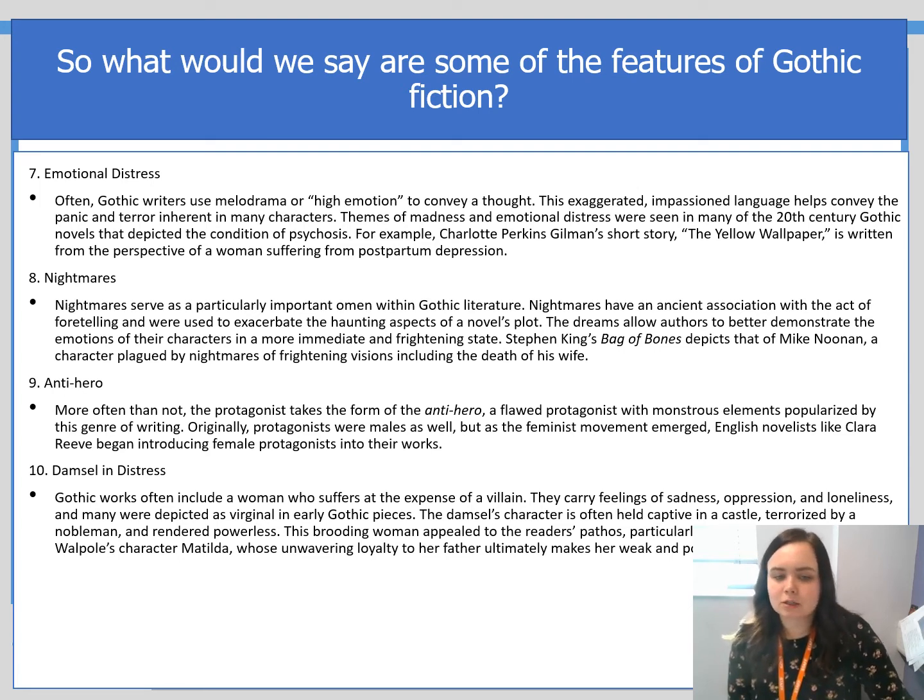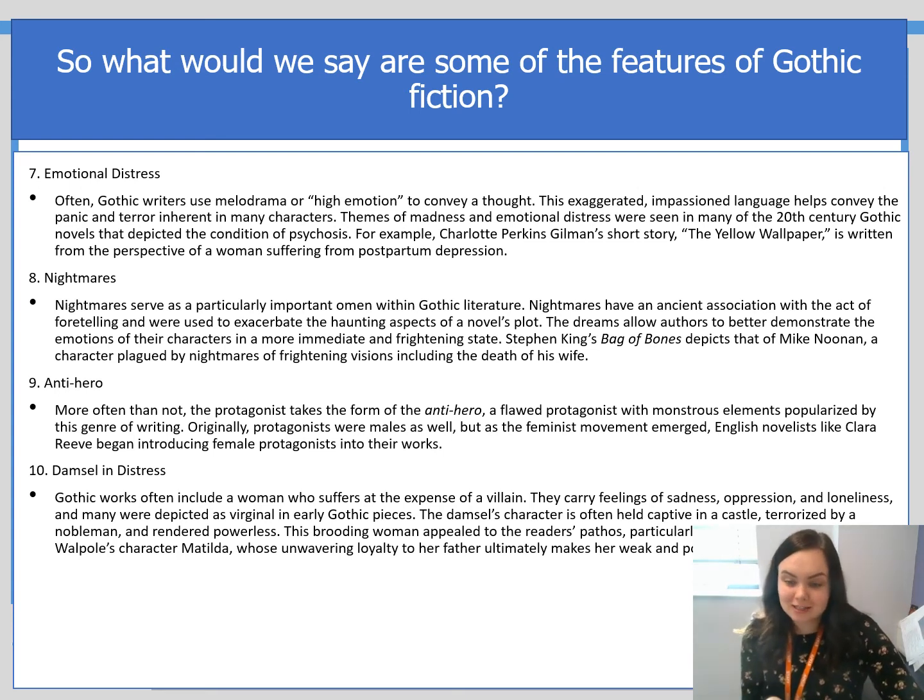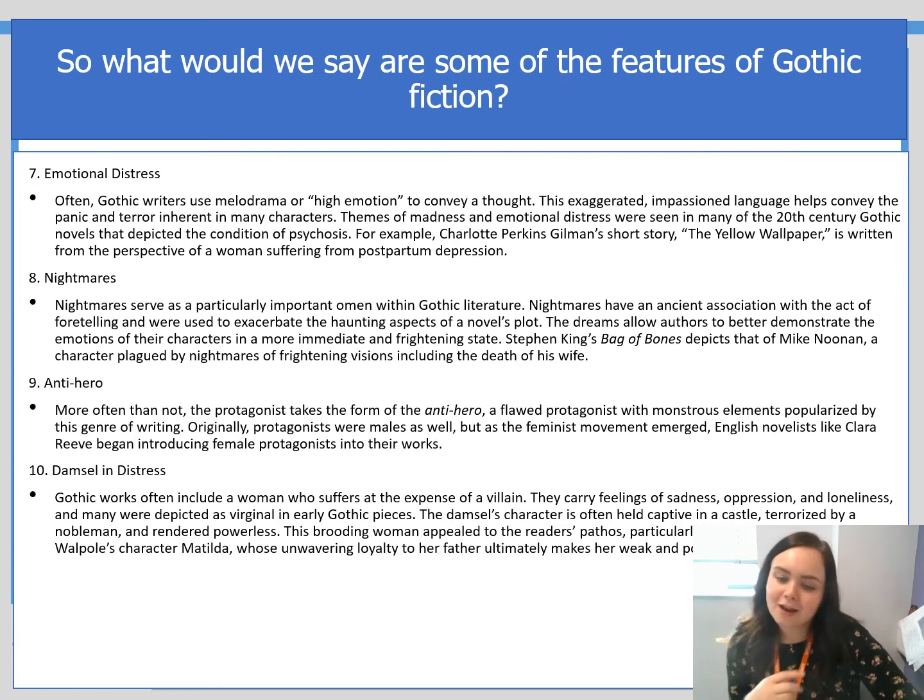So originally protagonists were males as well, but as the feminist movement emerged, English novelists like Clara Reeve began introducing female protagonists into their books. So the idea of being an anti-hero is that, you know, they're not perfect. They perhaps have qualities that we wouldn't like, and perhaps have done things in the past that would have made them non-heroic. Think about Shrek. I know it's not Gothic fiction as such, but Shrek is an anti-hero, isn't he? You know, he's not what we'd expect from a hero, but he actually completes heroic acts, and he completes them better than the supposed hero characters.